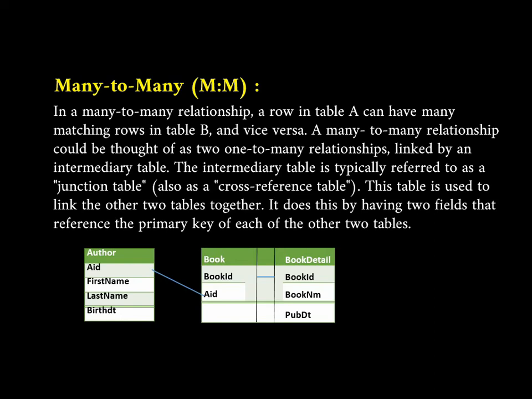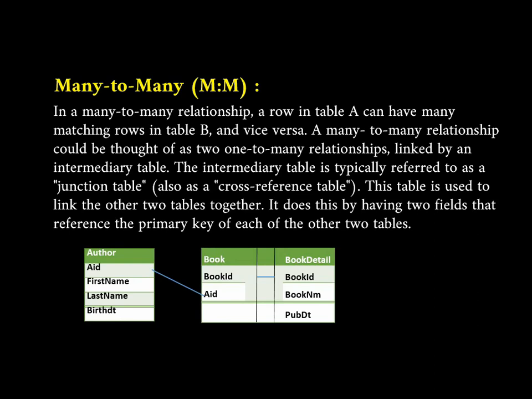Once again I repeat this example: the list of books and the list of authors. Each book may have one or more authors, and each author may have written multiple books. In this case you have many books related to many authors.